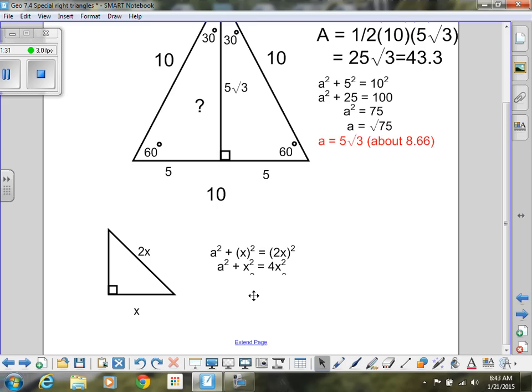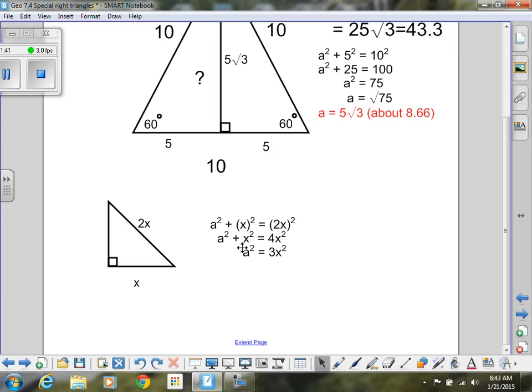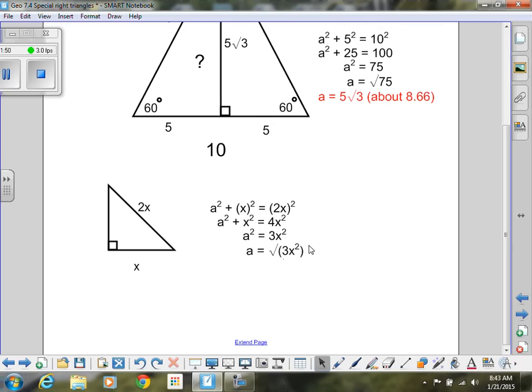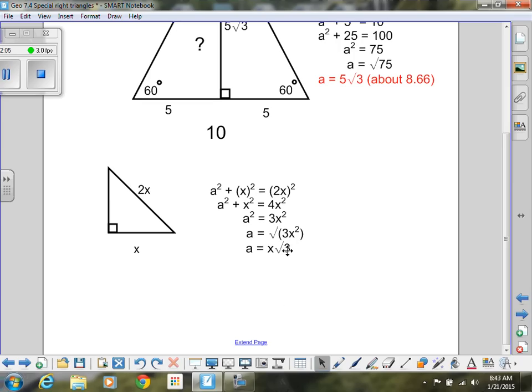And remember, we're trying to find a squared, so I'm going to subtract the x squared over to the other side. So that's going to give me a squared is equal to 3x squared, because 4 minus the 1x squared gives me 3x squared. Now we've got to take the square root of both sides. So if I take the square root, I'm going to get a equals the square root of this whole thing, 3x squared. Now remember, when we took the square root of two things, I have to do the square root of 3 and the square root of x squared. And remember, we said the square root of x squared is simply x. So I'm going to get a is x times the square root of 3.